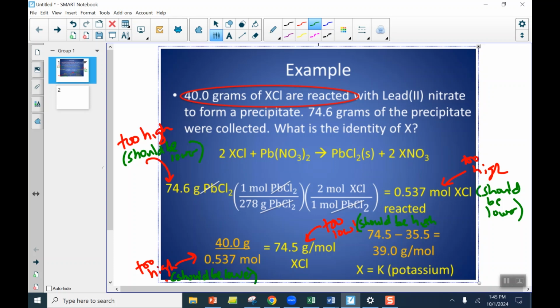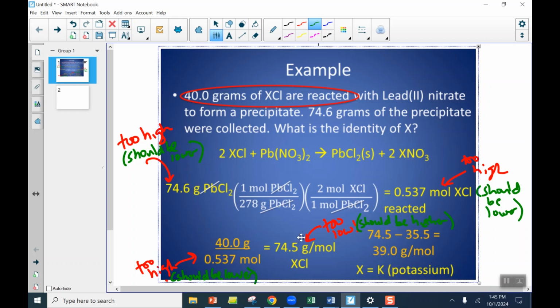Saying something should be higher is saying that my calculated result is too low. So it's the exact same terminology. You can use whatever you feel comfortable with. I'm going to use too high, too low a lot more often because that's what I see asked on the AP exam. But no matter what, you find the thing affected and you track it through your calculations and see the result on your final calculated answer.